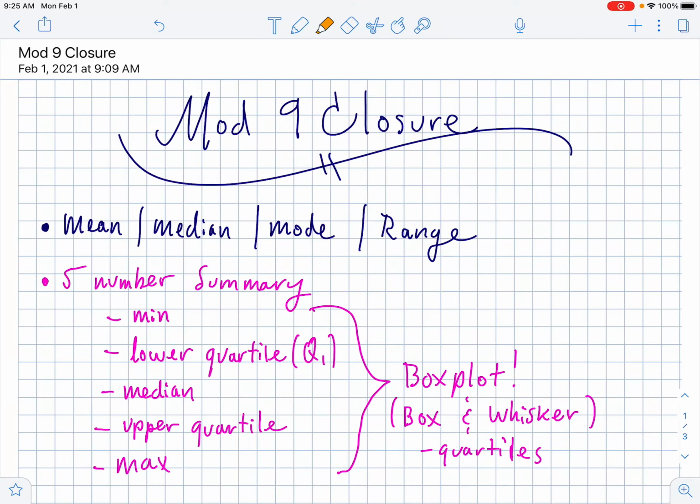Alright, AGS1. We've reached the end. What a long, strange trip it's been. Mod 9 closure today. We're just going to talk about our stats unit and everything you could expect from an assessment on the Mod 9 closure.